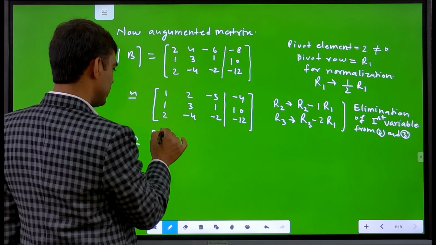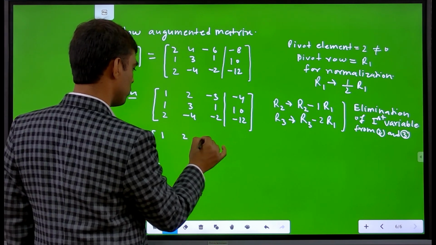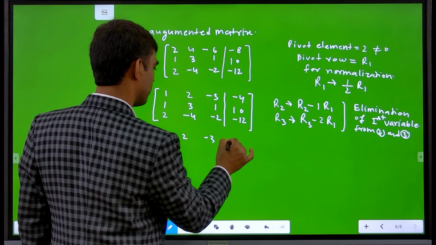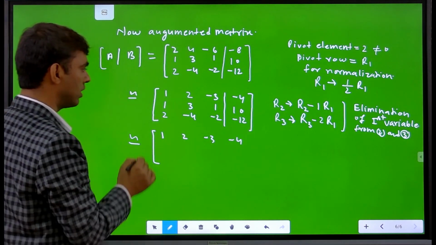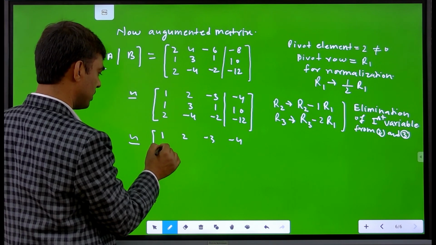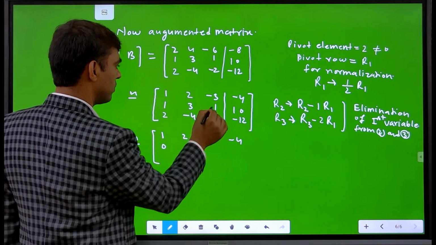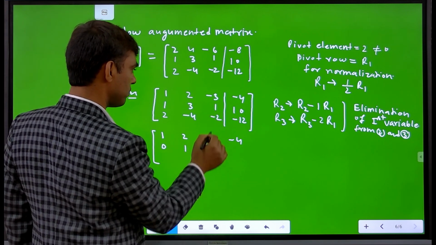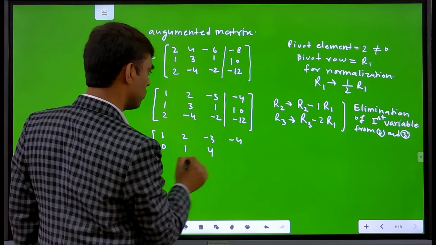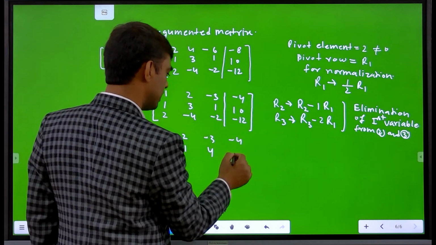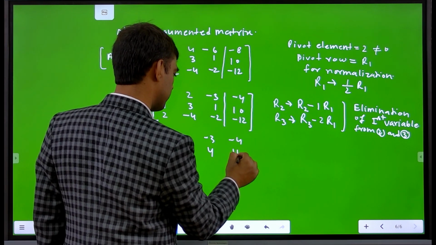There is no change in the first row, because the first row is the pivot row: 1, 2, minus 3 and minus 4. We perform the row operation R2 minus R1. So this becomes 0, 3 minus 2, this one is 1, 1 minus 3, minus minus becomes plus 4, and 10 minus minus 4 becomes 14.